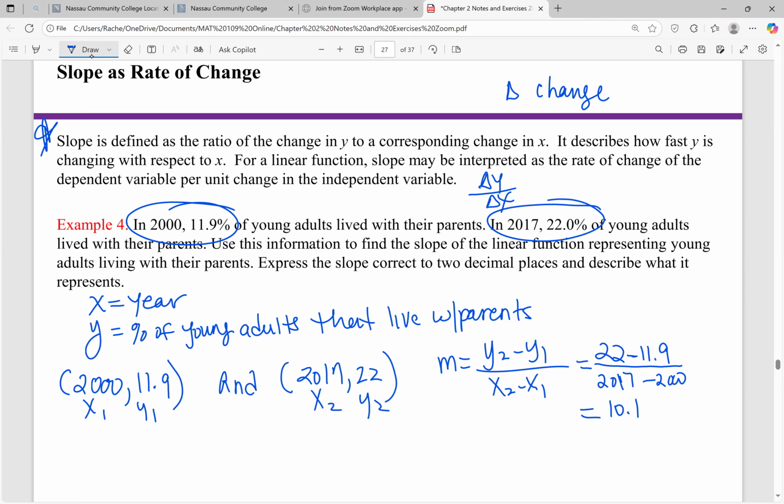So if we plug this in the calculator, we're going to have 22 minus 11.9, which in the numerator is going to be 10.1. And then we have 2017 minus 2000, which is going to be 17. And 10.1 divided by 17 is about 0.5941. And we're being told to go to 2 decimal places. So that's going to be 0.59 to 2 decimal places.